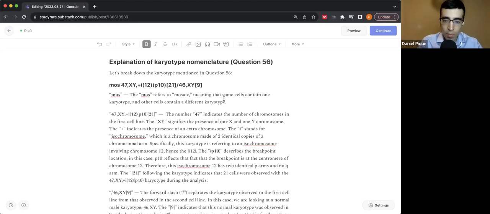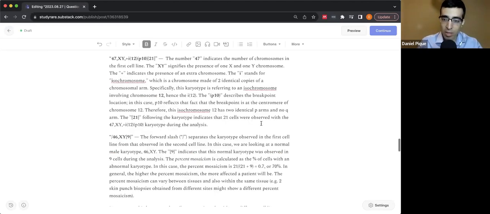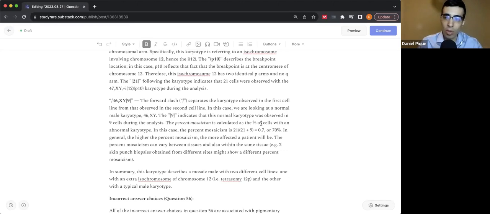Okay, we have a little more details about how to calculate percent mosaicism, which can be helpful. And in general, patients who have a greater percentage of mosaicism for the abnormal karyotype tend to be worse off clinically.